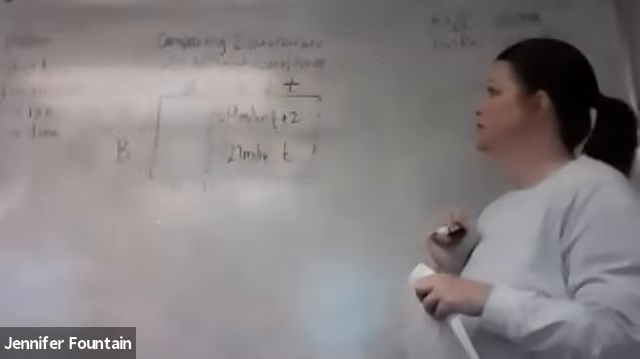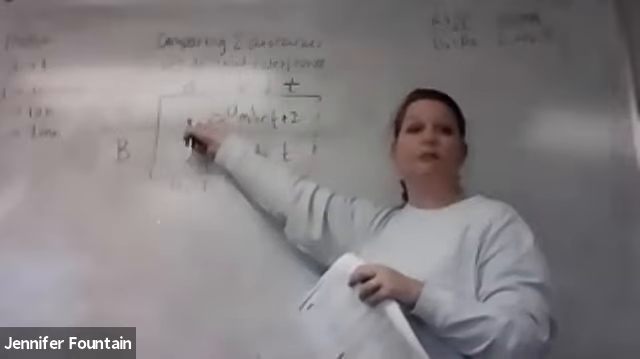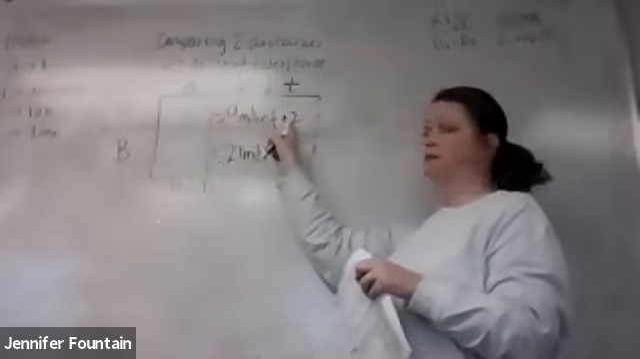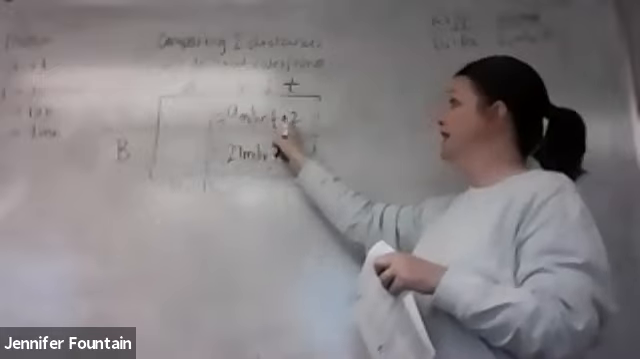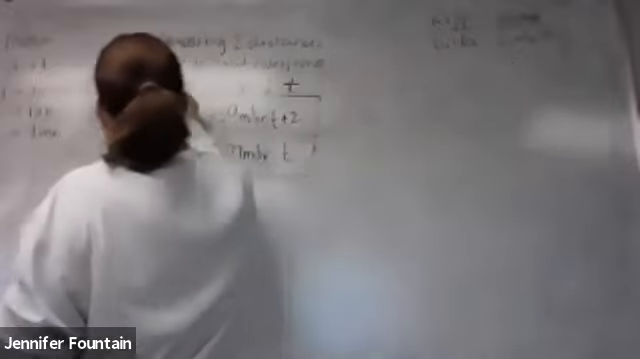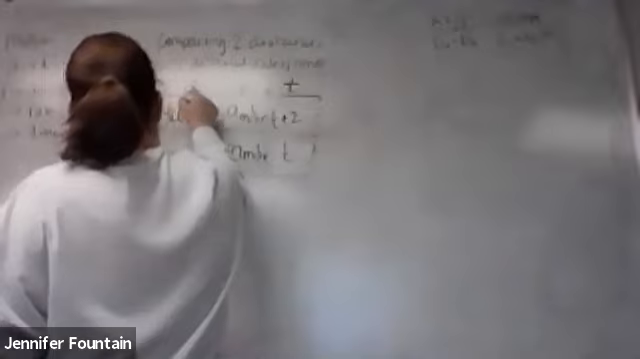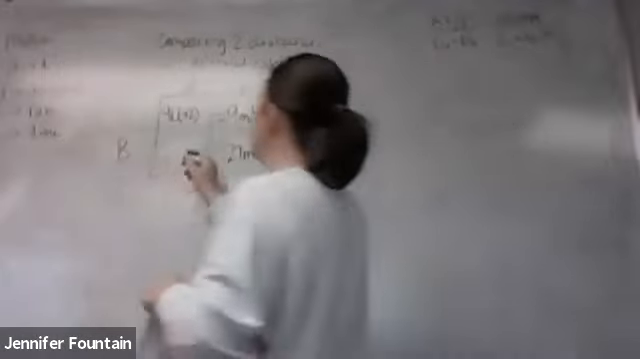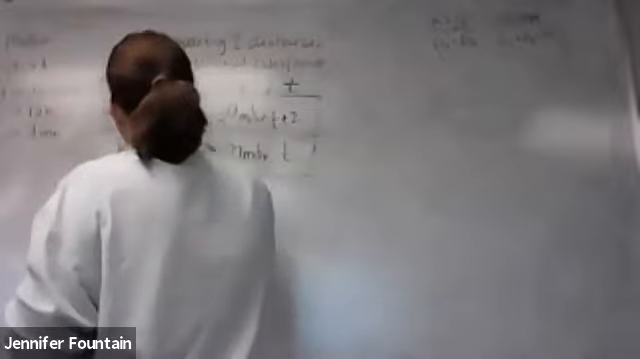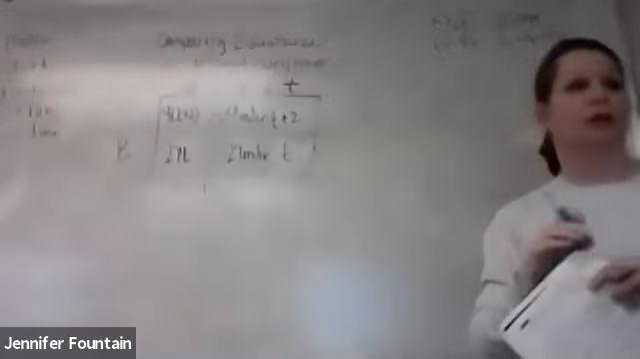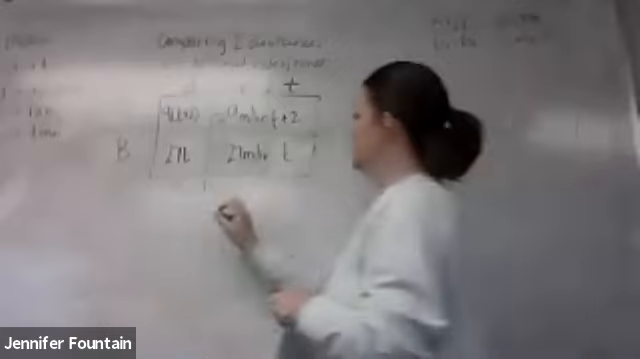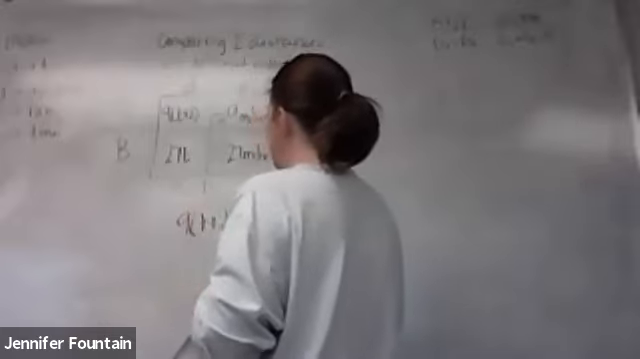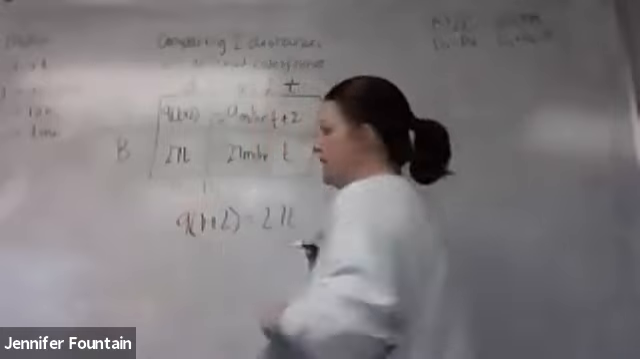Okay. So now, how do I know what goes in this box? 9. Right. So I have 9 times T plus 2. What's going in this box? 27T. So what is my equation going to be? 9 times T plus 2 equals 27T.